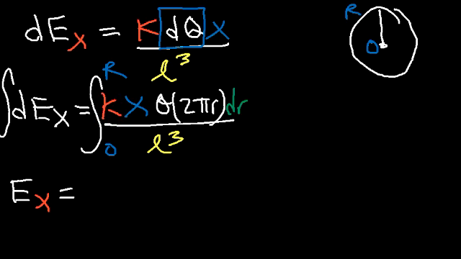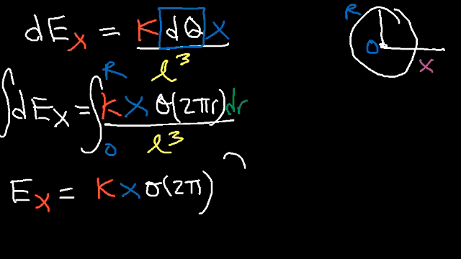K is a constant. X, the distance between the center and point P, is not going to change. As we integrate from 0 to r, x is going to be constant. So we can move x to the front of the integral. Sigma is constant. That's the charge per unit area. And the 2 pi term is constant. So we have r dr.